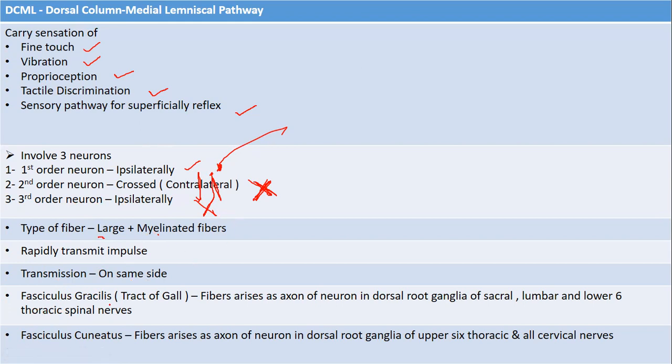Then we have fasciculus gracilis, concerned with our sacral, lumbar and lower six, and cuneatus, concerned with our sixth thoracic and cervical, that is the upper extremity. So this is the complete DCML part which you need to remember, and nothing is going to come from outside this, because it consists of our anatomy part as well as our neurophysiology part.